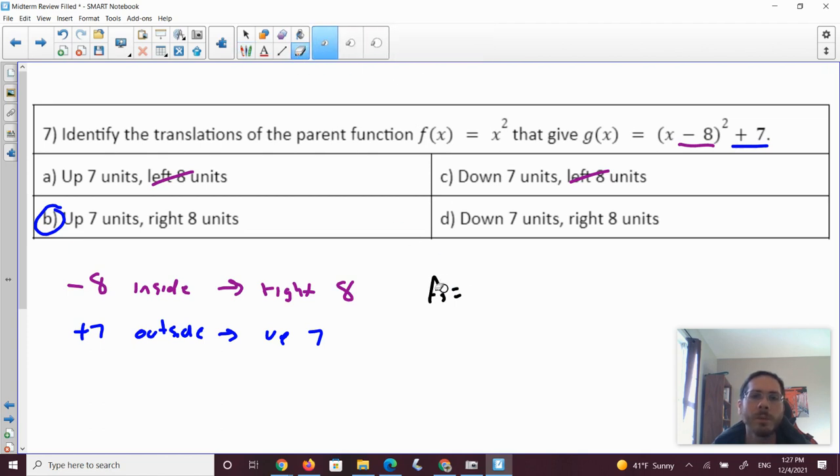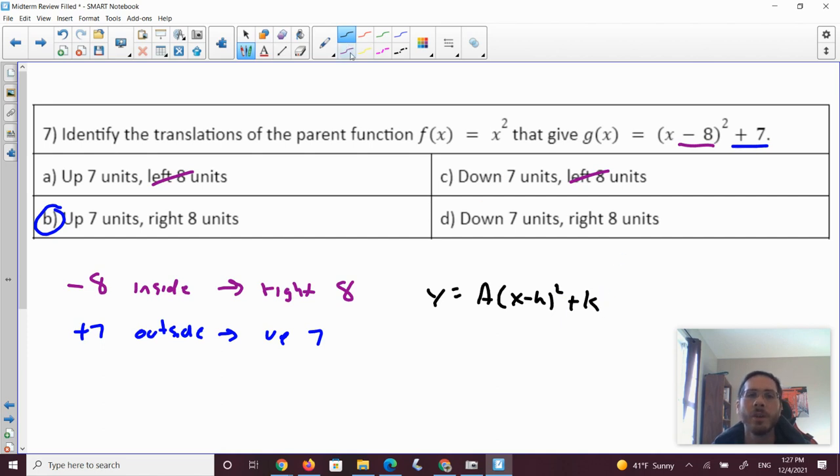Y equals a(x minus h) squared plus k. And then we can recognize, okay, I can see that h is going to be 8. k is going to be 7. So if I want to get my vertex to be at 8, 7, I'd have to go to the right 8 and then up 7. So I could do it that way too.